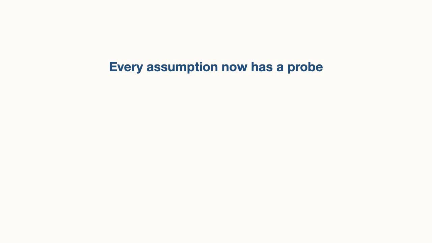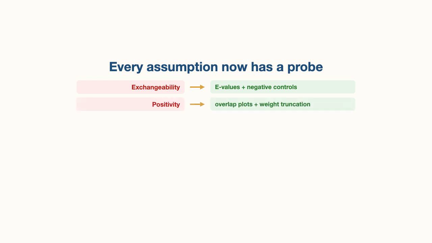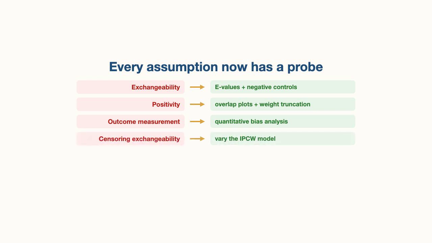So every assumption Module 4 leaned on now has a named probe. Exchangeability fails through an unmeasured confounder. Probe it with E-values and negative controls. Positivity fails through extreme weights. Probe it with overlap plots and truncation. The outcome is mismeasured. Correct it with bias analysis. Censoring is informative. Vary the censoring model.